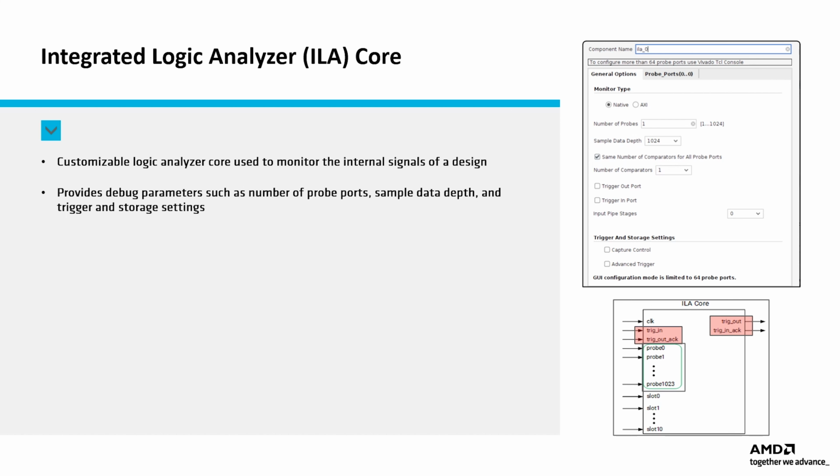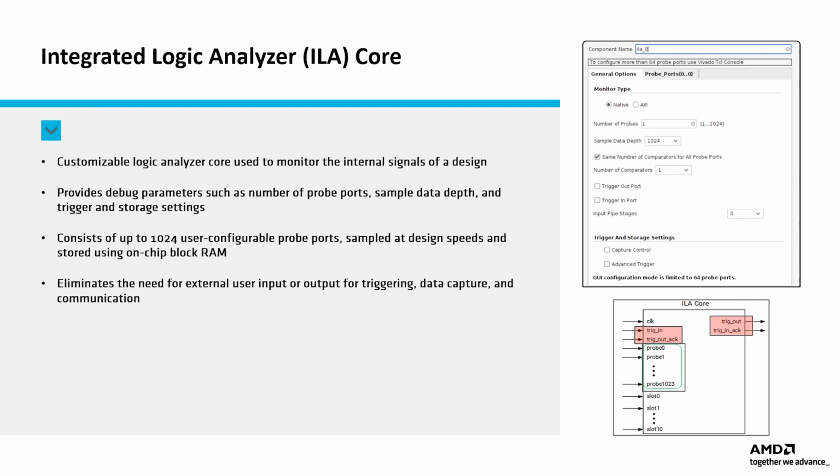The ILA debug core consists of up to 1,024 user configurable probe ports, eliminating the need for external user input or output for triggering, data capture, and communication. The signals in the design are connected to the ILA probe and slot inputs and are sampled at design speeds and stored using on-chip block RAM.